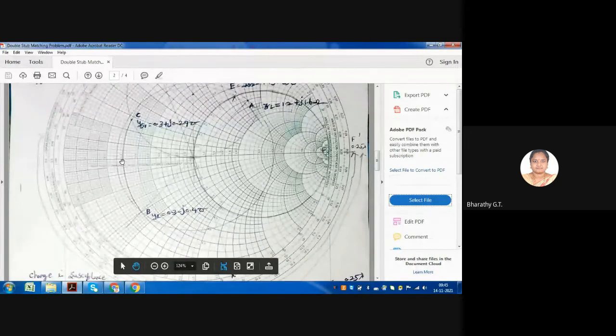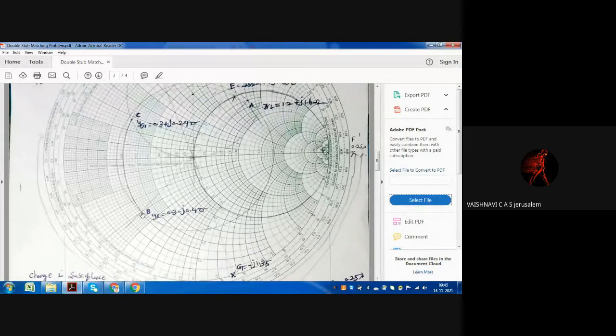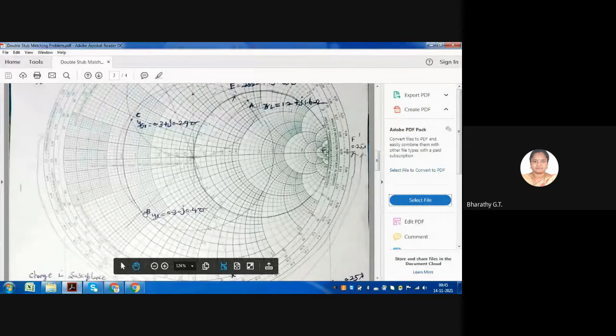0.3 circle இருக்கு இல்லையா, 2.6 நீங்க வேற எங்கேயோ சொல்றீங்களே. 0.3 தான் மேம், 0.3 circle தான் அந்த இடத்துல வருது, 0.3 minus J 0.4 mho. What is the next step? You have to draw the unit conductance circle.